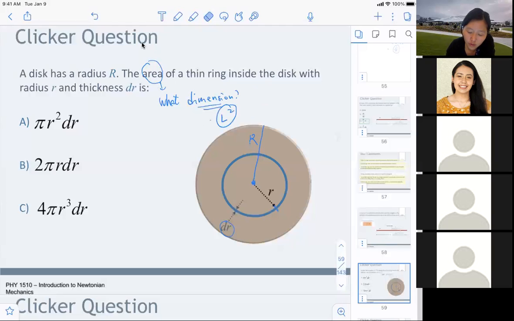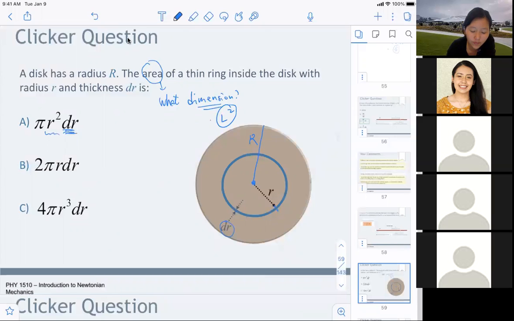So I think what might be tripping people up is, well, what about little dr? Does that give you a dimension of length, or does that give you a dimension of 1? Doesn't dr give another dimension of length? It does. Very good, Grant. And thank you, Juan, for contributing as well. It does. dr gives you a dimension. It's a small distance, but it's still a distance.